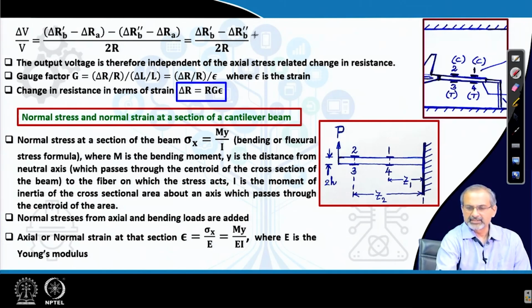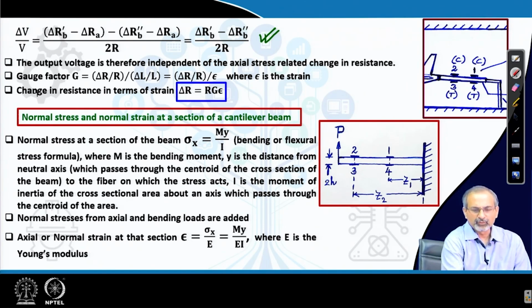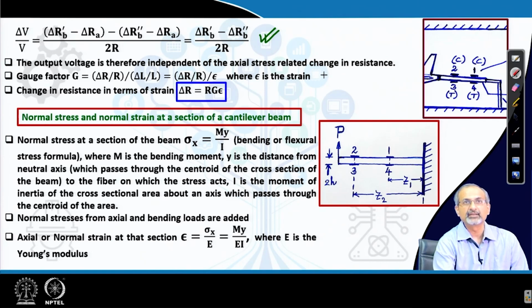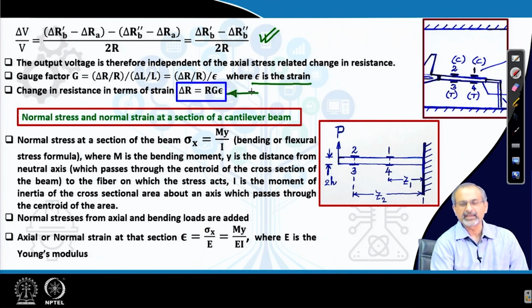We do the calculations here, and we find out that the delta R A cancels out. So, the output voltage is independent of axial stress. Now, we invoke the gauge factor, which we had studied earlier, and we find that the gauge factor can be represented as delta R by R, the whole divided by epsilon, which is the strain produced in the resistance due to the applied loading. Therefore, a change in resistance can now be expressed in terms of the resistance value itself, the gauge factor and the strain.